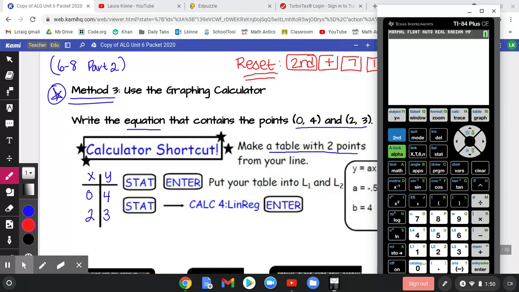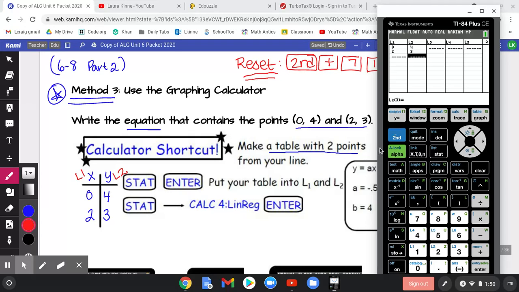So stat, enter, and we're going to put our table into L1 and L2. And that's all right here for you. You don't have to memorize that. So stat, enter. So we're going to put our x values in L1 and our y values in L2. So in L1, I'm going to put 0, hit enter, and then 2. And then our y values in L2 that match them. So 0 was the point (0, 4) and 2 was the point (2, 3).